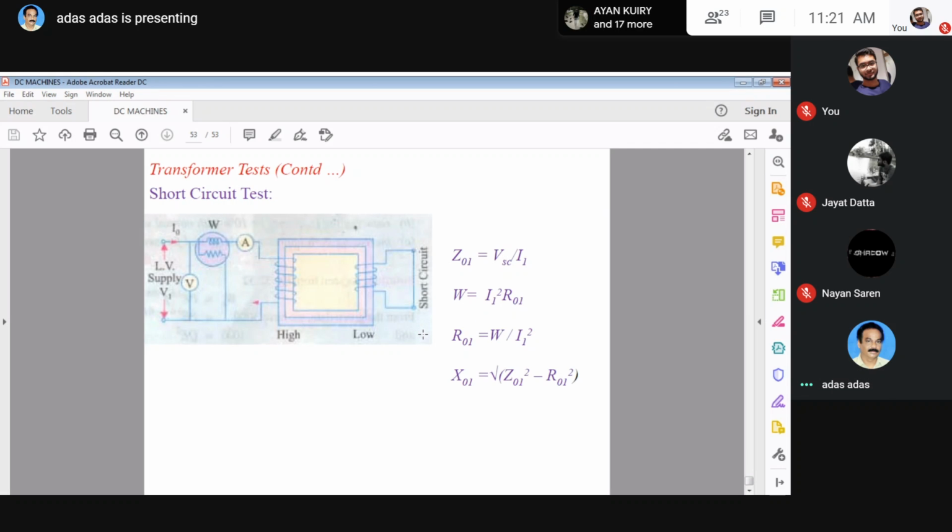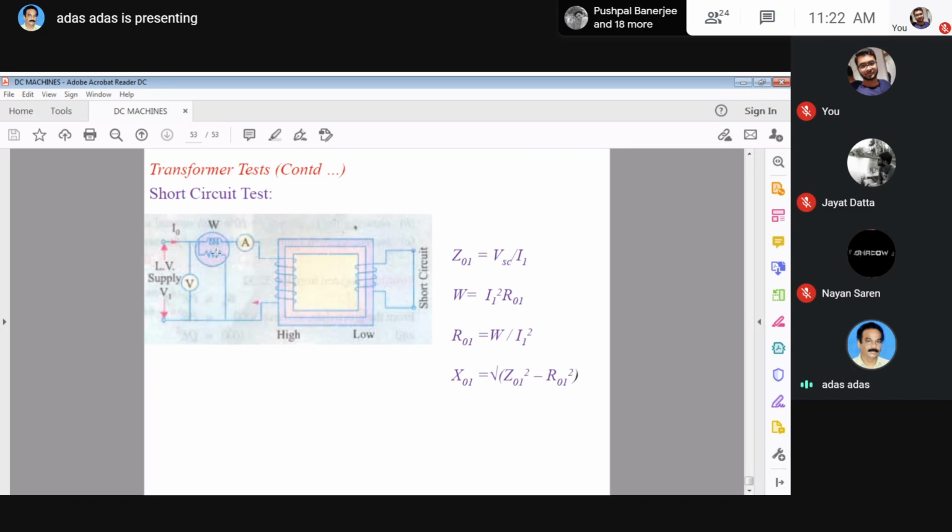Anyway, short circuit test: apply voltage on the high voltage side. Connections are shown here: the ammeter, wattmeter, and voltmeter. This is the supply, and it is connected with the variac. And the secondary is short circuited. Now, adjust the voltage such that the rated current will flow. In the open circuit test, you have to apply the rated voltage, but here you have to apply the rated current instead of rated voltage. Obviously, the voltage responsible for flowing rated current in short circuit condition is 10 to 15% of the rated voltage. Okay, so this is very minimal. Since the voltage is low and current is the rated maximum, the wattmeter will give you the copper loss. And here we can neglect the core loss.